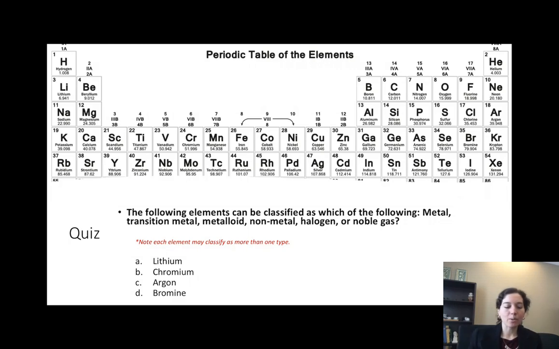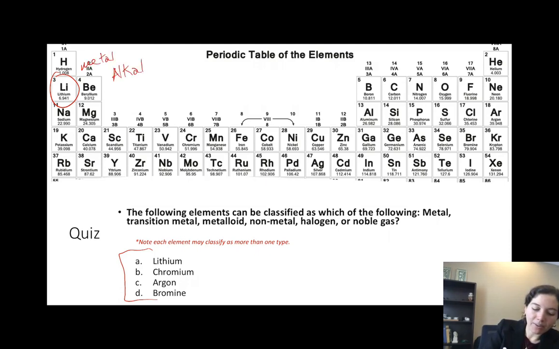All right, so take this quiz here and see if you can answer this question and classify each of these elements as a metal, transition metal, metalloid, nonmetal, halogen, or noble gas. Remember, they can be more than one, so give it your best shot. So if we look at the periodic table here, our lithium's right up here. It classifies as a metal and also an alkali metal. An alkali metal is this first column here. It's our first group. Sorry, column.